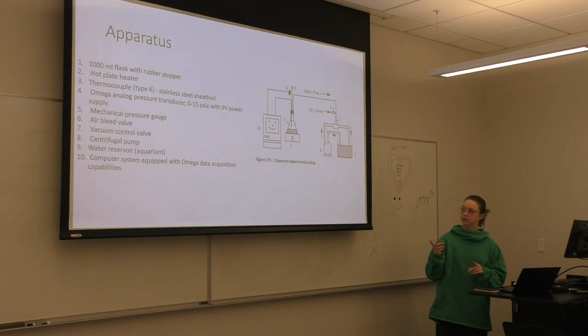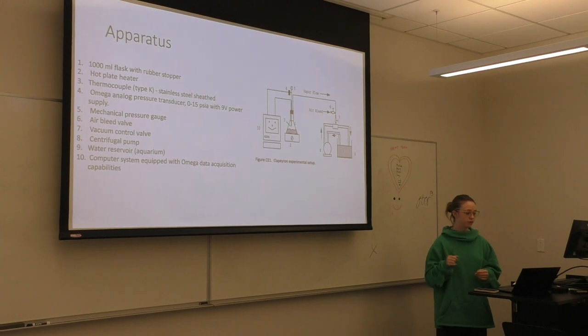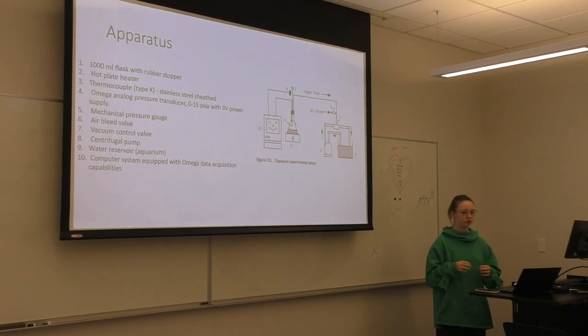So the apparatus that we used was, we had a flask that had glass beads in it with a rubber stopper that was heated by a hot plate with a thermocouple, and a transducer with a mechanical pressure gauge. And we had the air bleed valve and the vacuum control valve both closed during the experiment, and we had a centrifugal pump pumping up the water from the water reservoir, and we had a computer system to collect all the data.